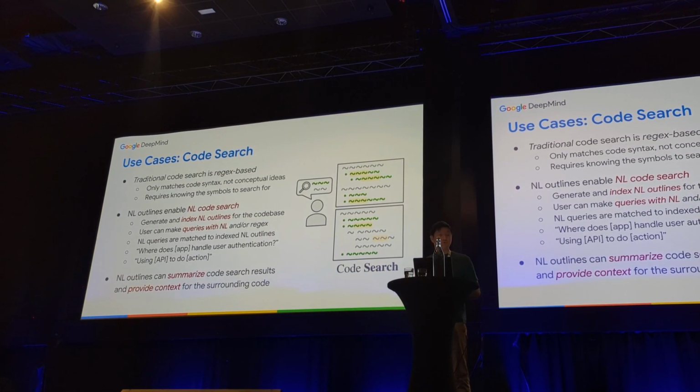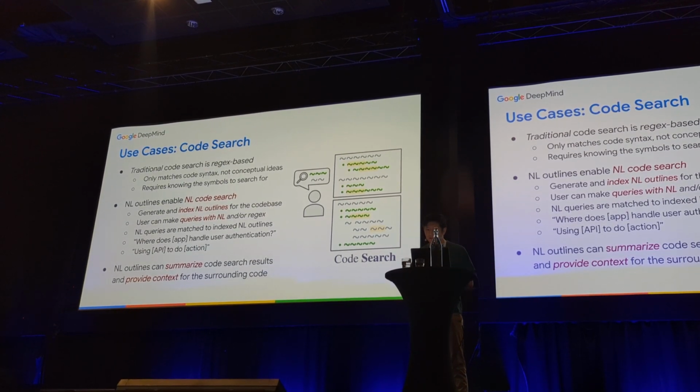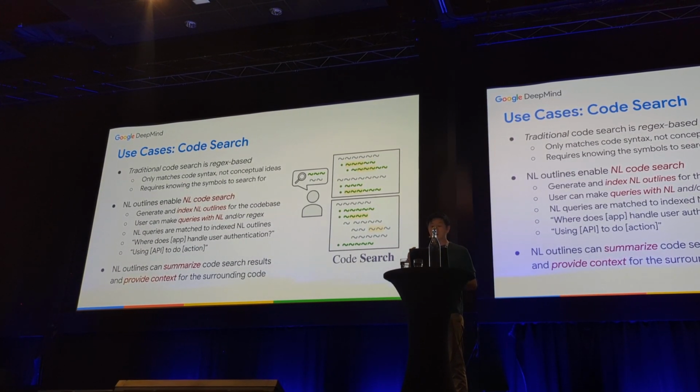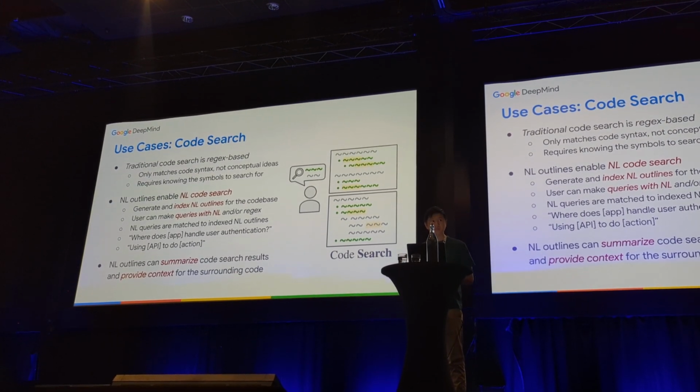Also, because code search results are isolated snippets of code, the user doesn't have much context. We can use NL outlines to summarize those code snippets and the surrounding code context, making the search results more interpretable.